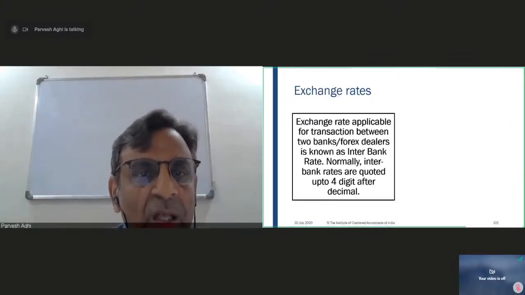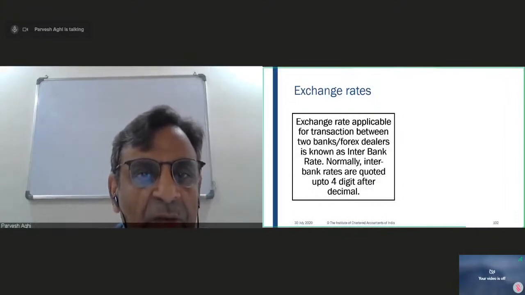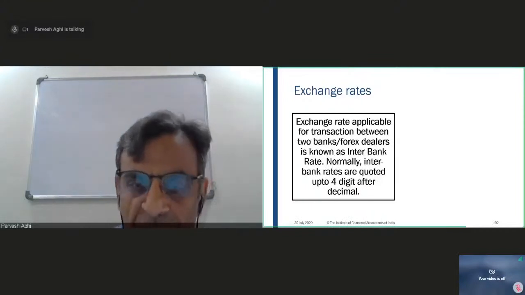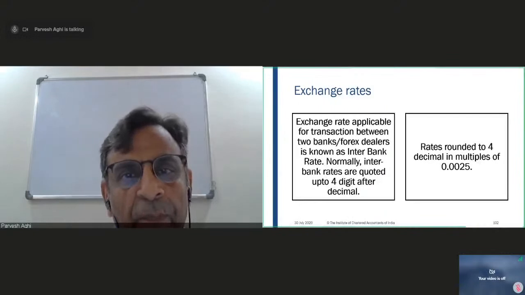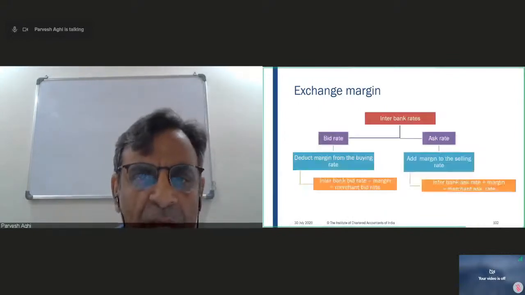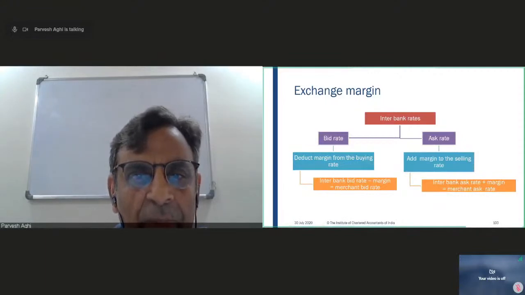Now, exchange rates applicable for transactions between two banks are known as interbank rates. So the exchange rates which are available in the interbank market are only meant for interbank transactions. Normally interbank rates are quoted up to 4 digits after the decimal. Okay, so it's up to 4 digits after the decimal, and they are rounded off to 4 decimals in multiples of 0.0025. Okay. And I'm going to very soon explain through an example how you convert an interbank rate into a merchant bank rate.